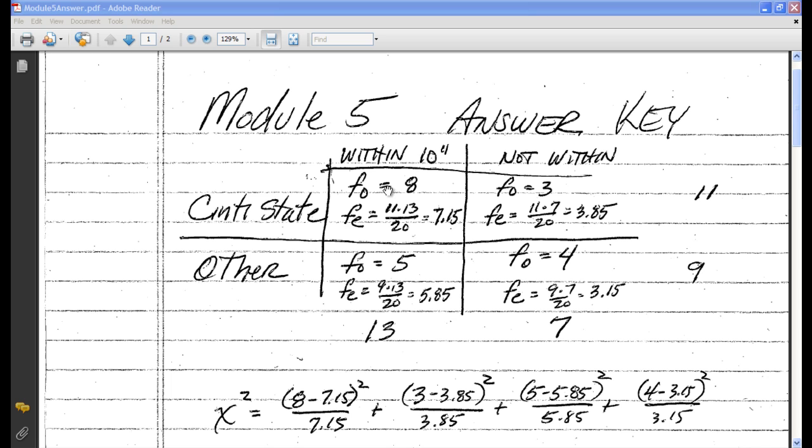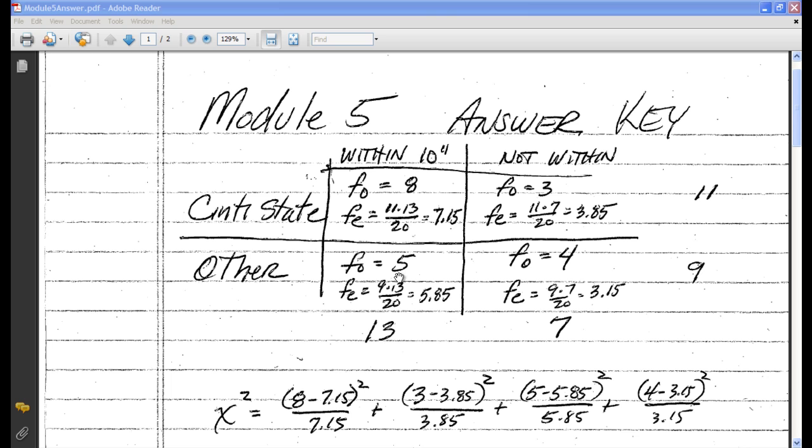Now how we do this is we take the observed values in the row and we add them up. So 8 plus 3 is 11. 5 plus 4 is 9. So there's 20 observations there, 11 plus 9. And we do the same thing with the columns. 8 plus 5 is 13. 3 plus 4 is 7. Again, 20 observations.